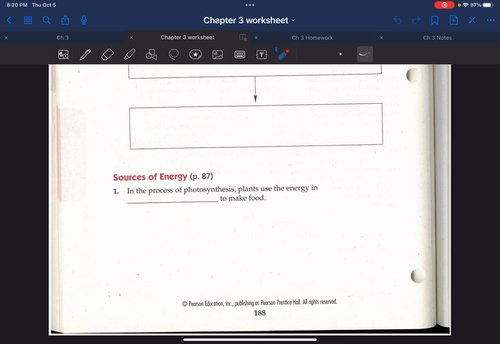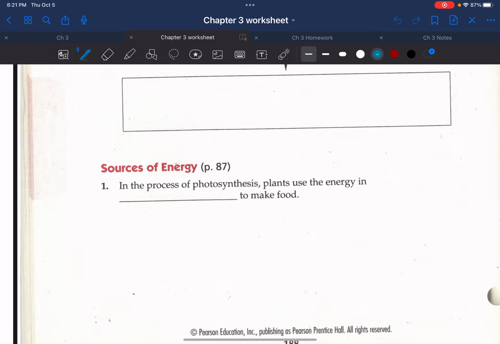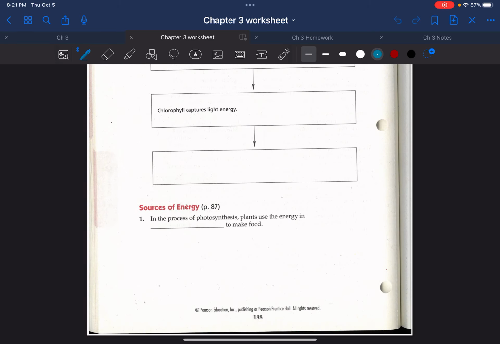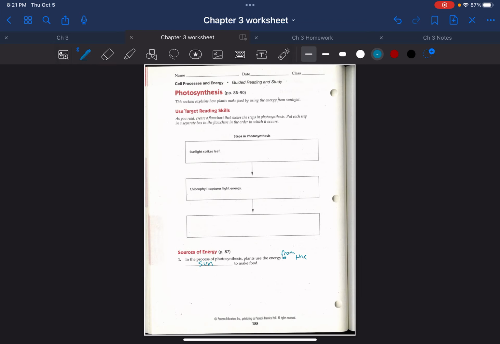In the process of photosynthesis, plants use the energy in blank to make food. That seems like a strange way of saying it. Don't you think it should say, in the process of photosynthesis, plants use the energy from the sun? That's kind of interesting to me. In the process of photosynthesis, plants use the energy from the sun to make food. Weird.